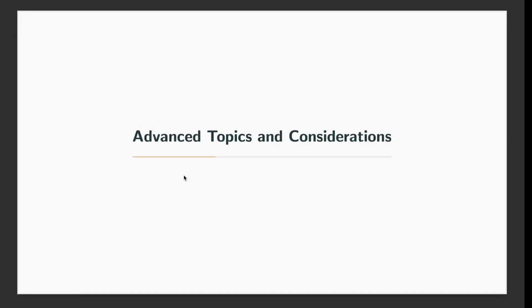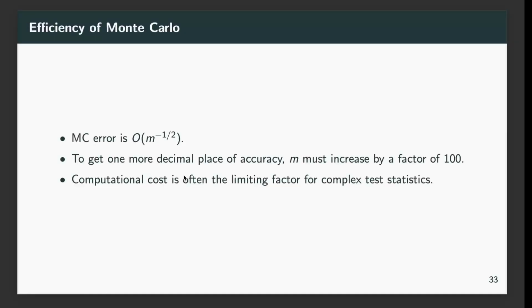This lecture discusses the efficiency of the Monte Carlo estimation itself. The Monte Carlo error is of order m to the negative 1/2. This is the convergence rate of the Monte Carlo estimates to the true value. To gain one more decimal place of accuracy, you need to multiply m by 100. This is the so-called square root of m convergence, and it can be very slow.